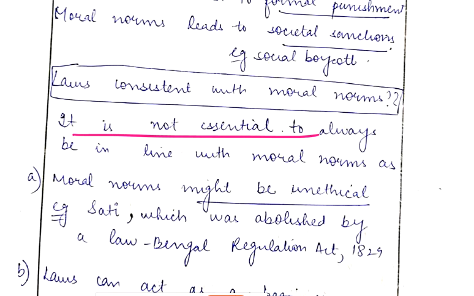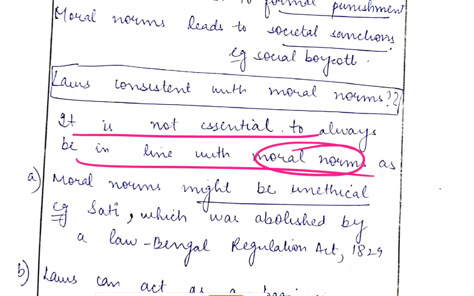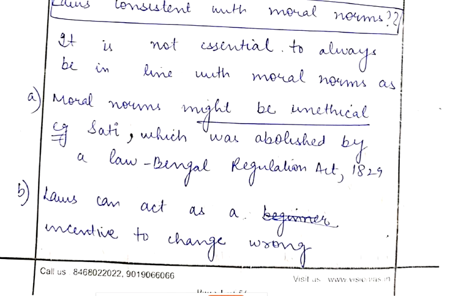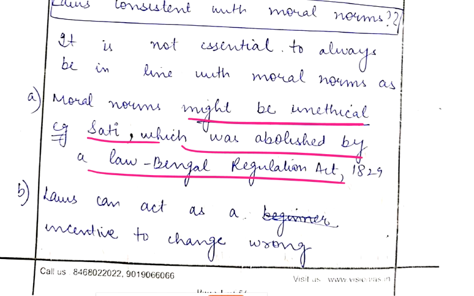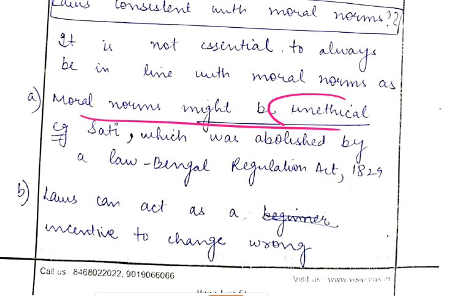No, it is not essential to always be in line with the moral norms. So laws need not be in line with the moral norms. For example, moral norms might be unethical. For example, sati, which was abolished by the Bengal Regulation Act of 1829. So it can be unethical.